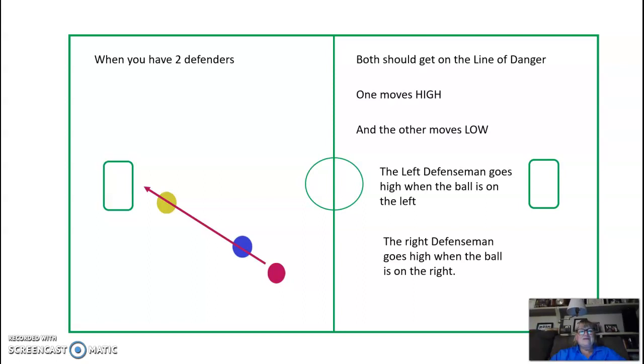But they're both on the line of danger. There isn't anyone staying over here. We both shift to that line.